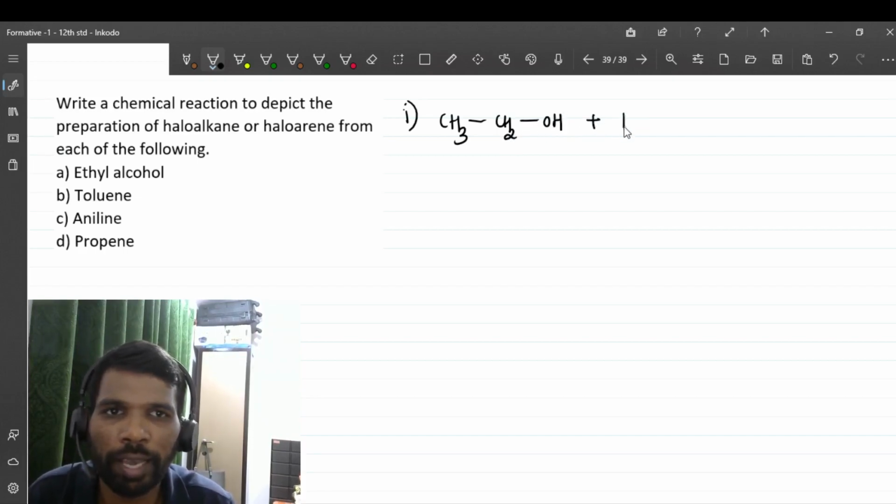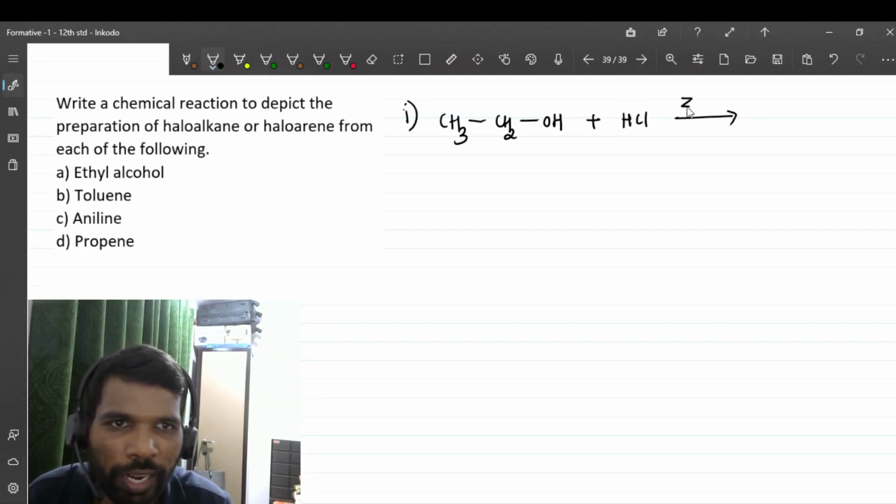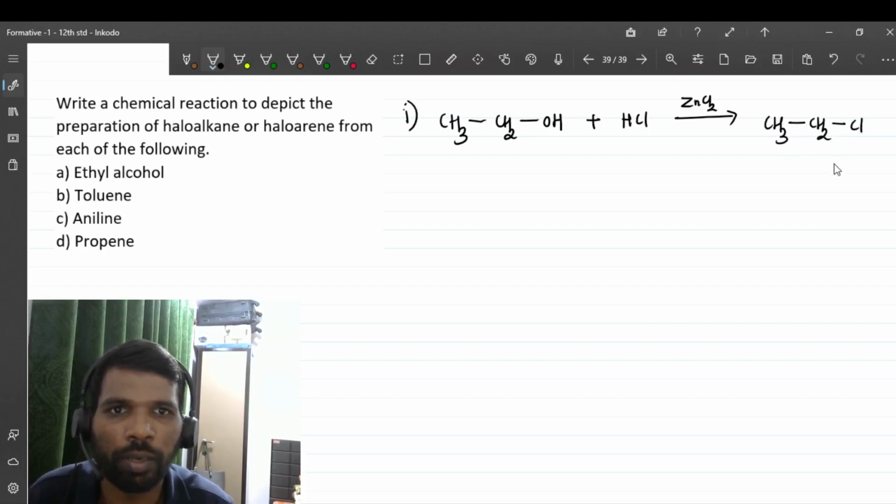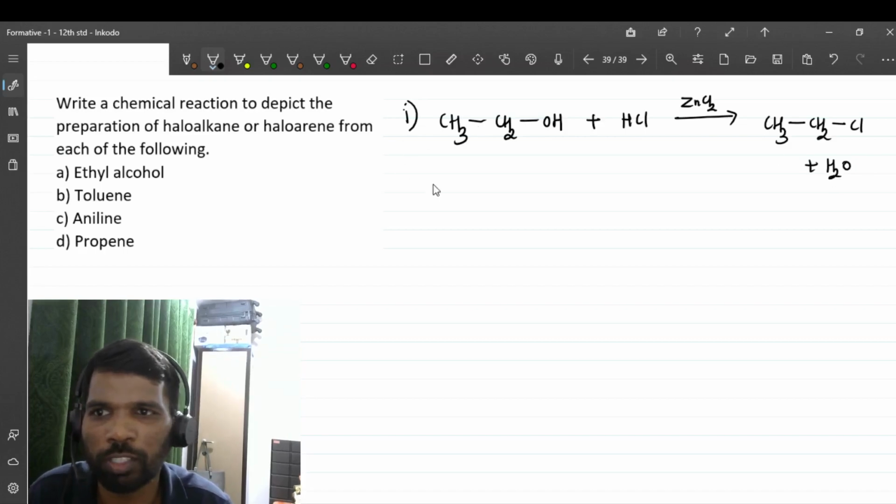You'll be adding an acid like HCl, and the reagent is ZnCl2. This gives me an alkyl halide this way, CH3CH2Cl, plus water will be lost over here. So this is the first reaction.